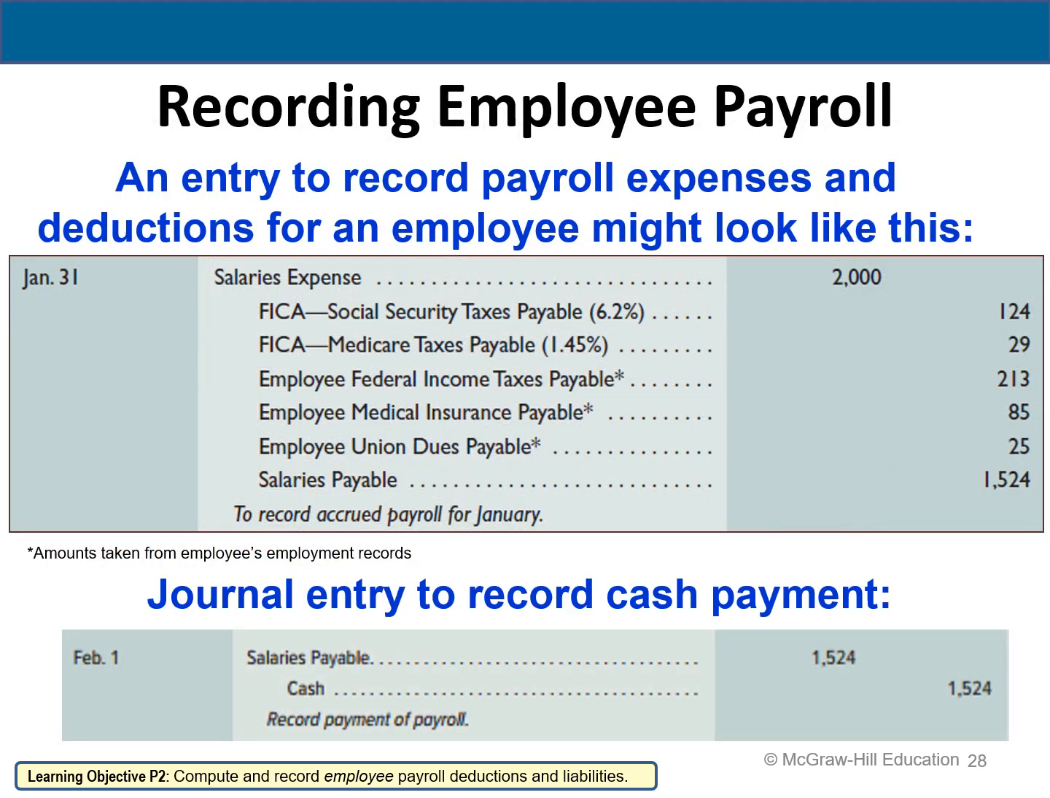All right, so the way we record payroll. An entry to record payroll might look like this. You have your salary expense for the entire gross wages, let's say. Say an employee earns a salary of $2,000 per month. At the end of January, when we record that payroll, we're going to record the salary expense just like any other expense, with a debit.